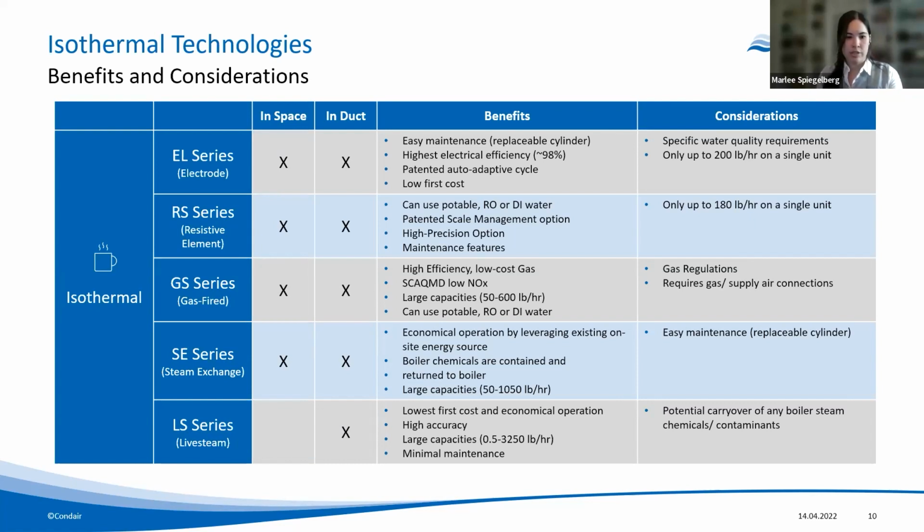And then our steam exchange series: these are very economical because you're using existing boiler steam on site. With the SE series, you do have to do some maintenance. In the tank, there could be scale buildup. The LS series, though, has very high capacities, a very low first cost, and very economical operation.